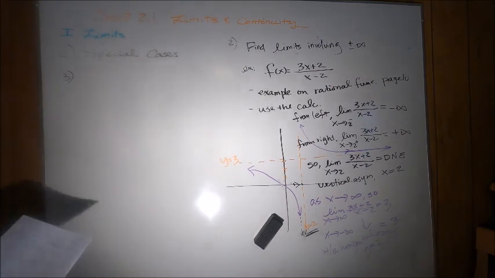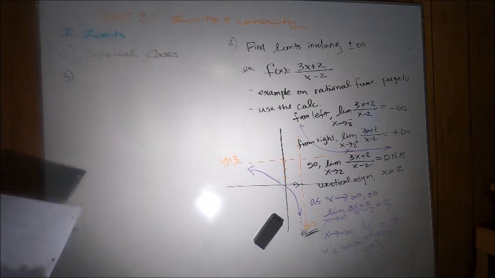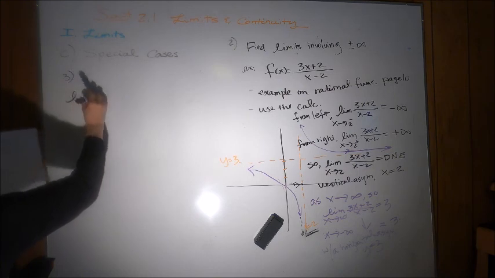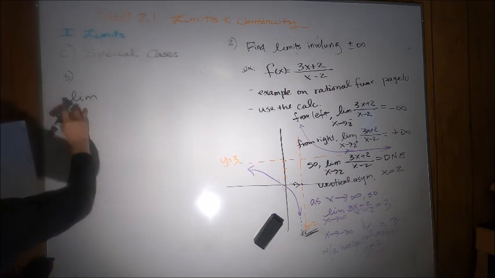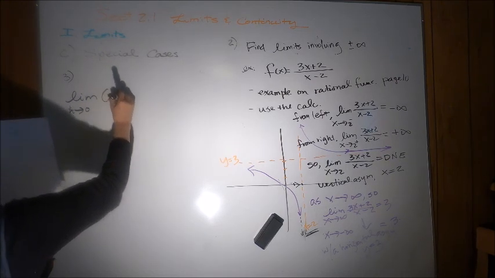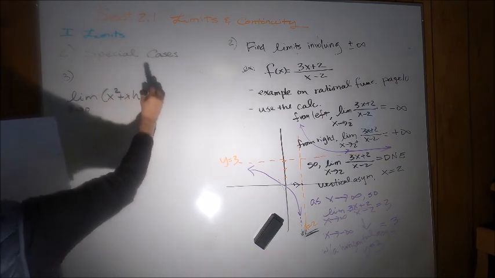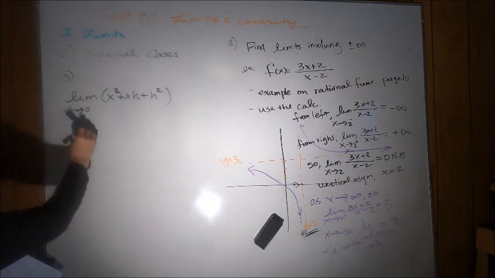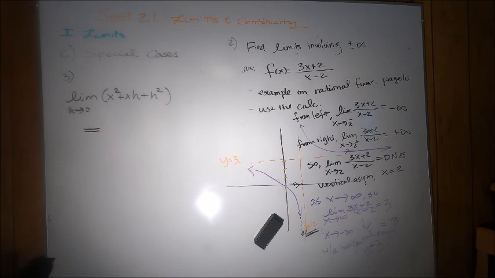So let's look at finding the limit of a function of 2 variables. If I have this one, h approaches 0, x squared plus x h plus... We need to use this later on for your calculus part, right?